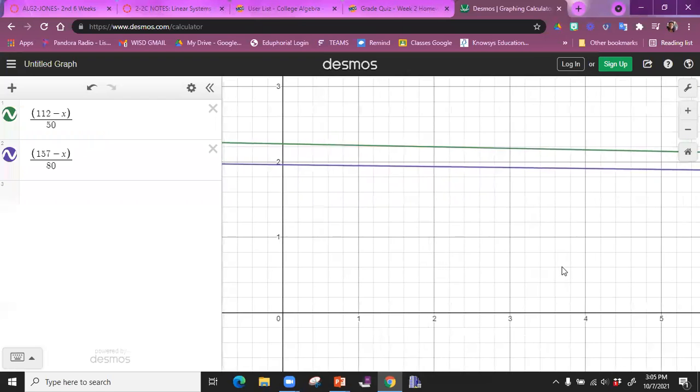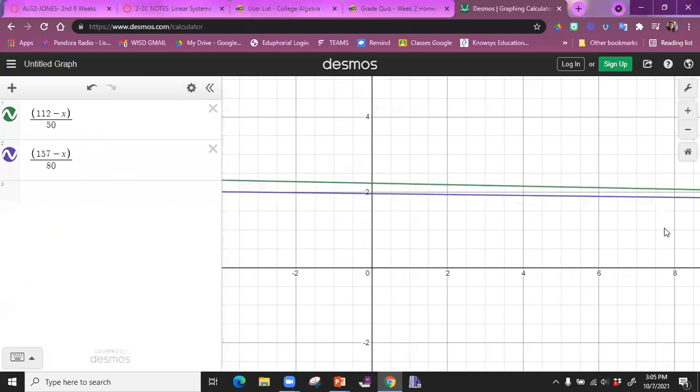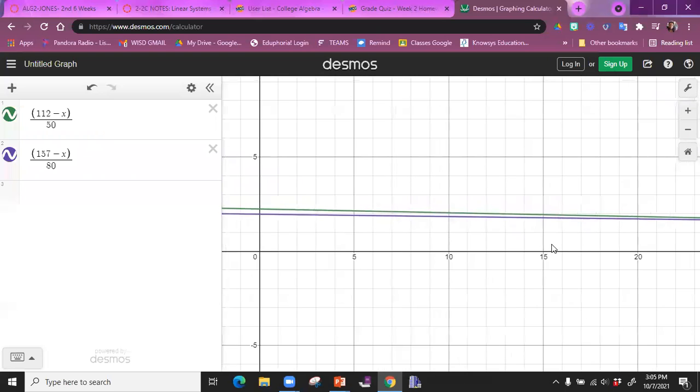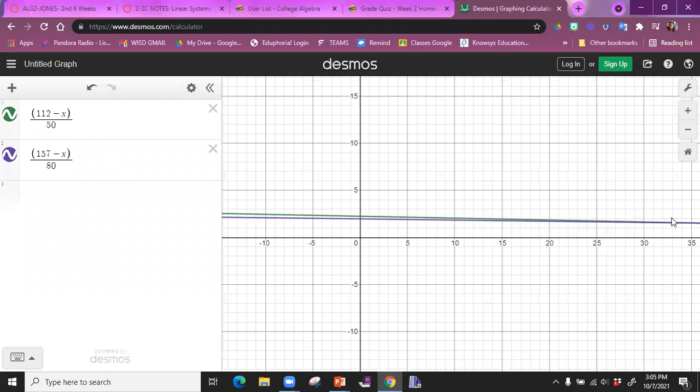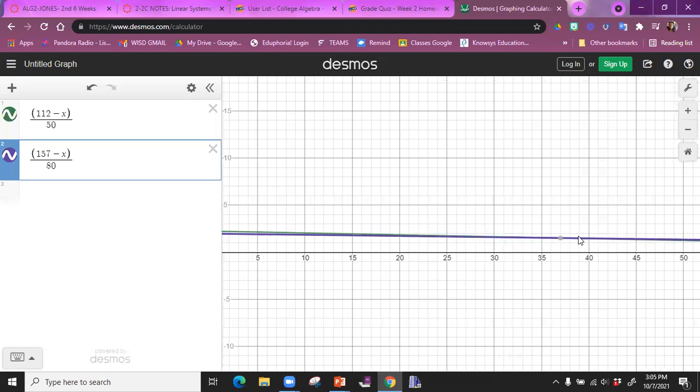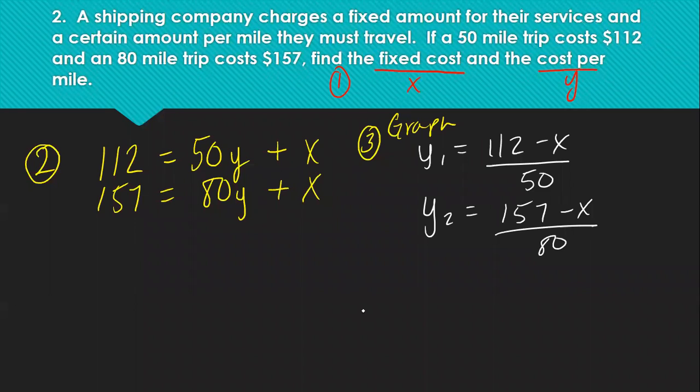You can see it? Hold on, let me zoom out a little bit. A little bit, a lot of bit. There it is. 37 and 1.5. All right. So for 3, we got 37 and 1.5.